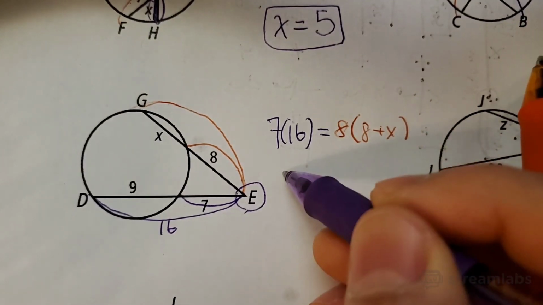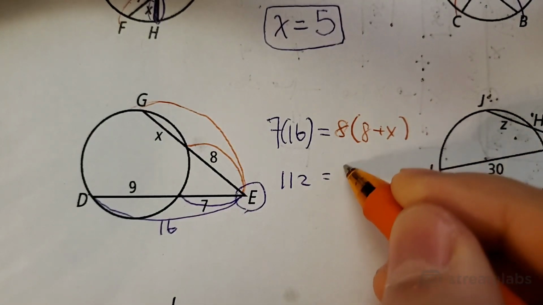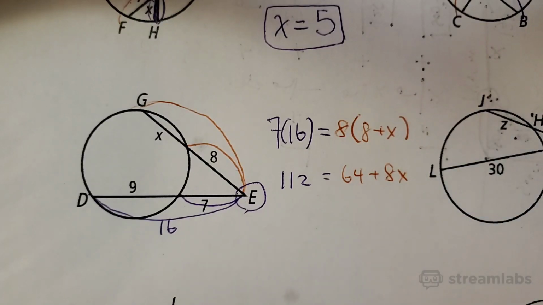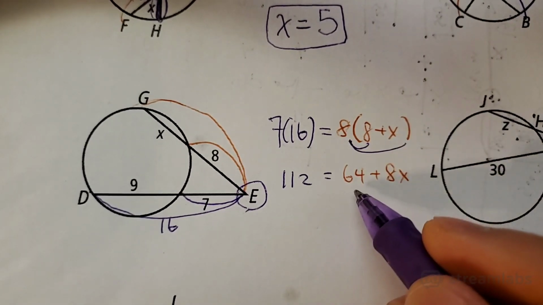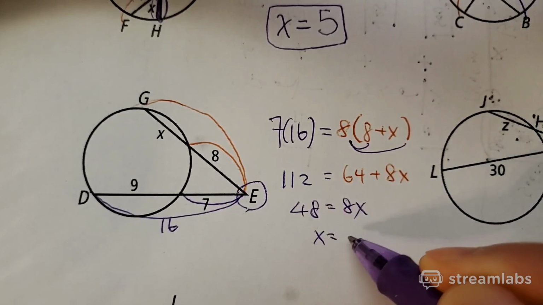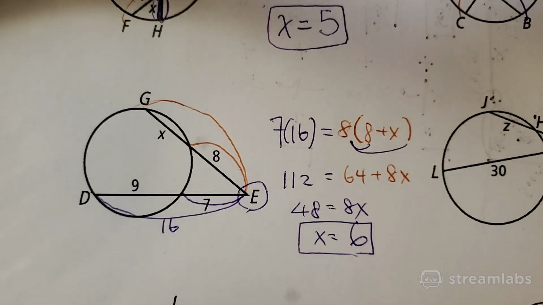So here, 112 equals 64 plus 8x. You distribute, right? Remember how to distribute this? This times this, this times this. And then move this over. So 48 equals 8x. X is 6.